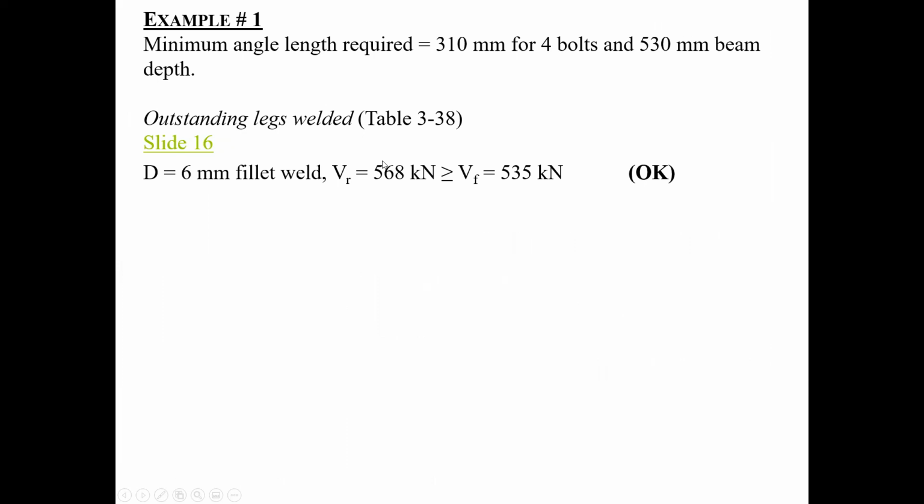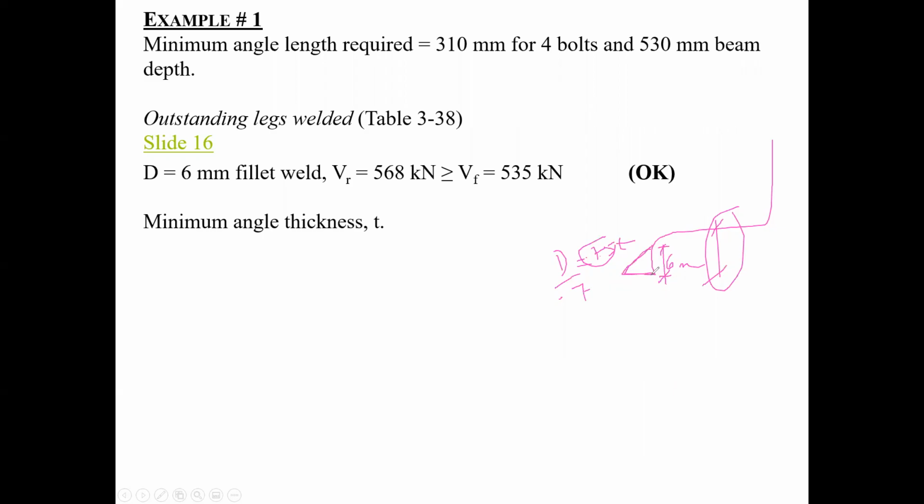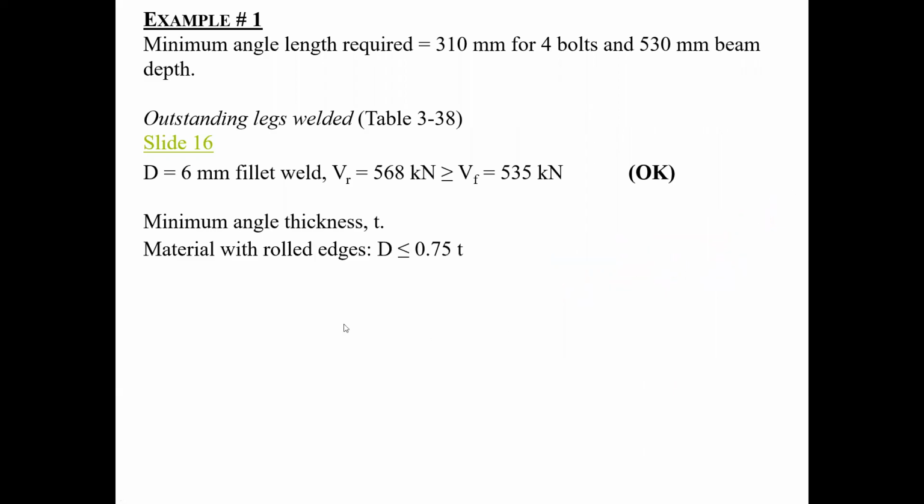So there's my VR value that I got from the table, greater than my VF value, and that's for a 6 millimeter weld. Now we know the minimum thickness of the angle. Because of good practice, we know that we are going to be welding where there's a fillet. If this is 6 millimeters here, this could be a maximum of 0.75 T, and therefore D should be less than 0.75 T. So I will divide this by 0.75 to know what thickness this has to be in order to make that weld nicely there. Now I have a 6 millimeter weld, so I'm going to have to use a T that's at least 8 millimeters thick.